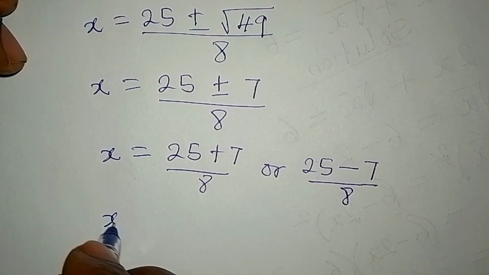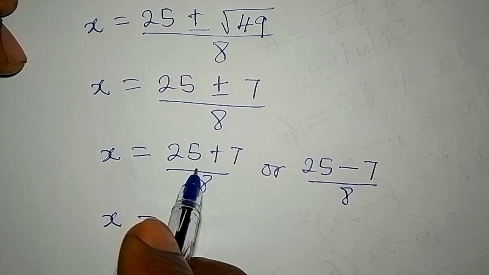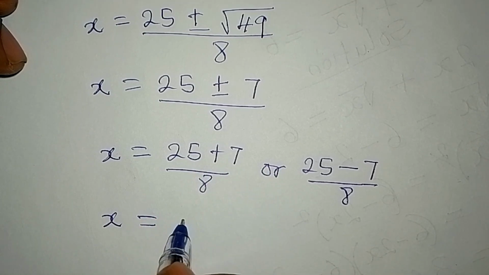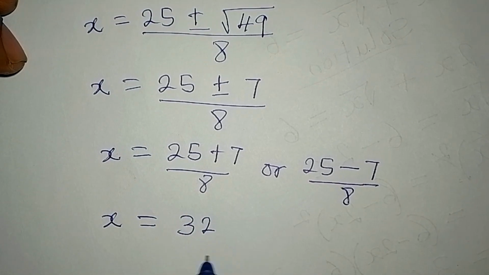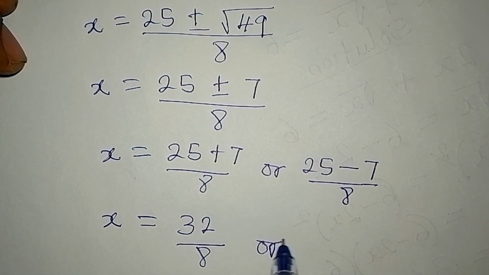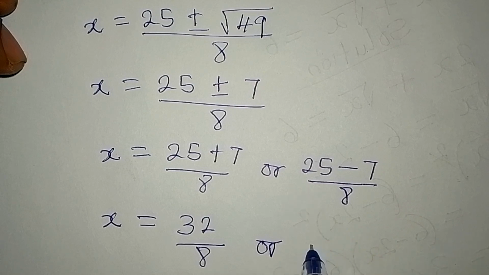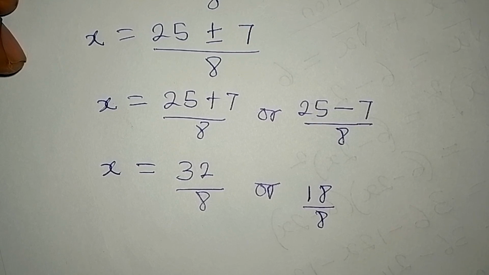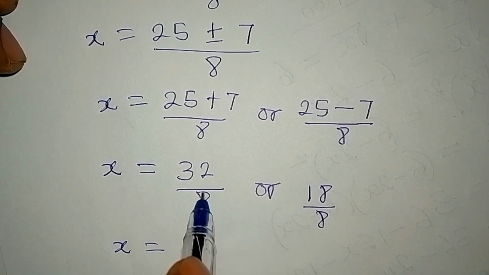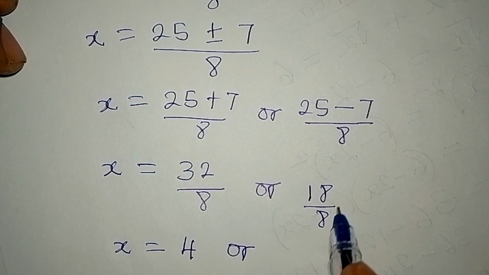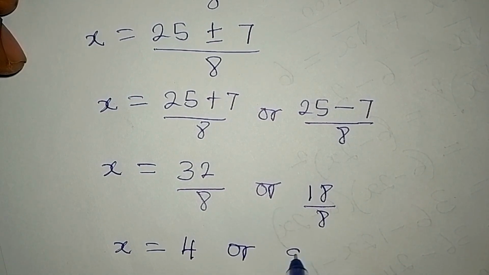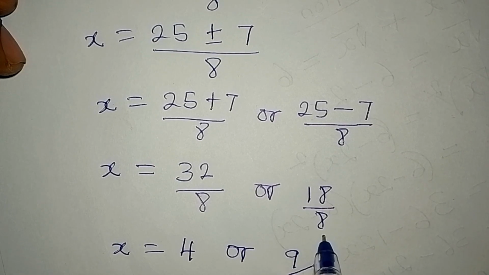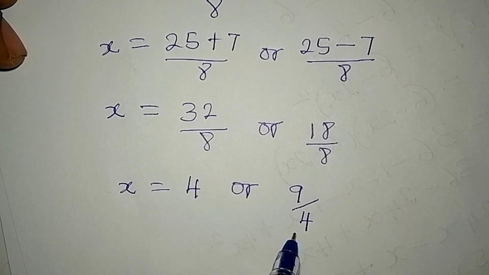Okay, so from here we have x equal to 25 plus 7, which is going to give us 32, right? So we have 32 over 8, or 25 minus 7 is 18 over 8. So if we continue, we have x equal to 32 divided by 8, which will give us 4. Or let's reduce this to a lower term. 2 into 18 is 9, and 2 into 8 is 4. Okay, so we stop at this.